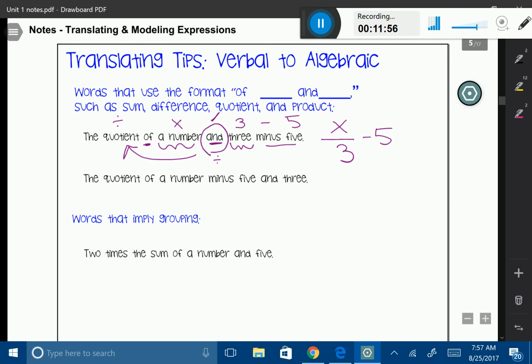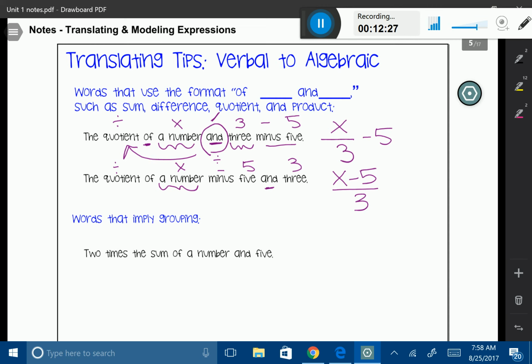Now, let me show you the next one because it's a little bit different. If I annotate the next one, it's going to be the quotient of a number minus 5, and 3. Notice that my "and" is in a different spot. So the quotient of a number minus 5 and 3. Notice the difference between the first one and the second one.